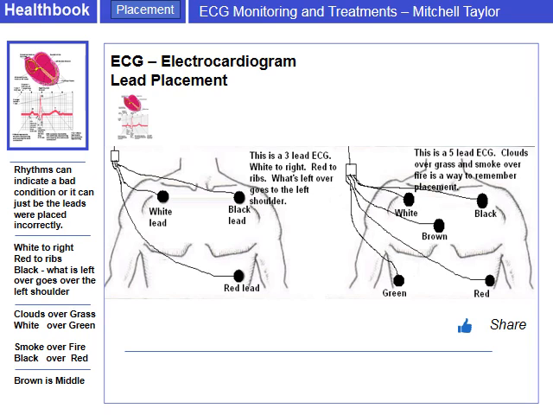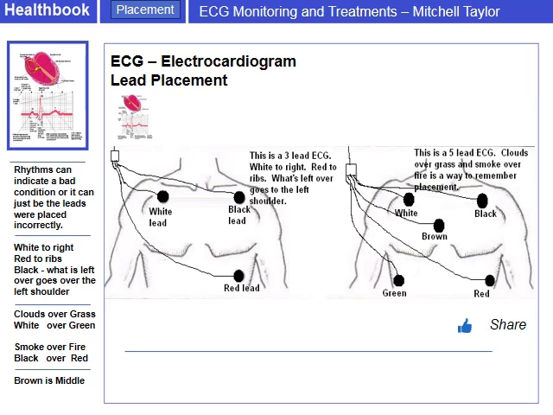And so you can see this. We used to always say white to right shoulder, red to ribs, and what's left over, the black lead, goes over the left shoulder. So if you got those 3 basic things down, white to right, red to ribs, what's left over goes over the left shoulder, then for the other 2 we would add the other little saying, clouds over grass, or white over green.